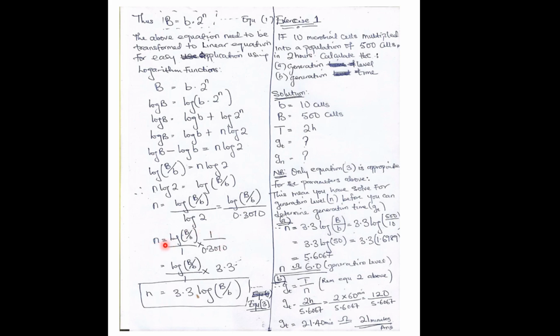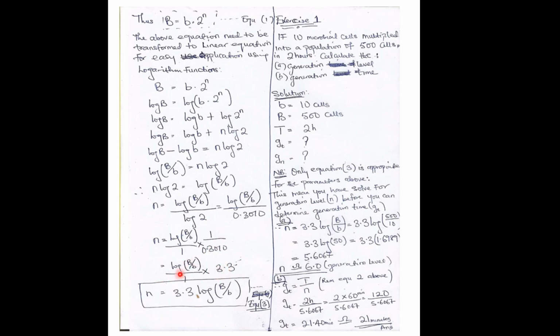Then you have n is equal to logarithm of big B over small b, all over 1, times 1 over 0.3010. This is still the same thing. You've just expanded it in order to make it simpler, so that when you divide the whole logarithm of big B over small b by 1, it is still the same thing, times the inverse of 0.3010, which is equivalent to 3.3. You can punch that into your calculator and that will give you the right answer.